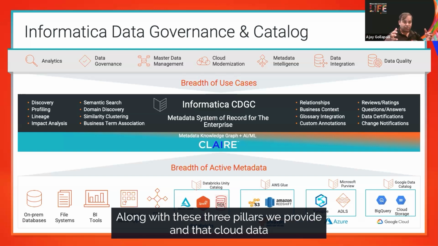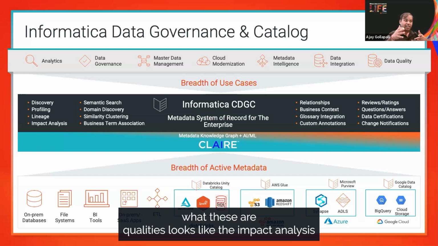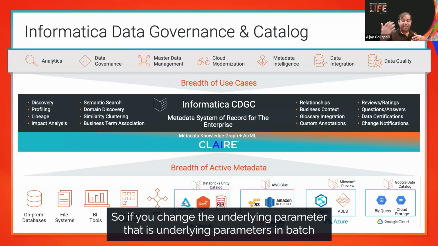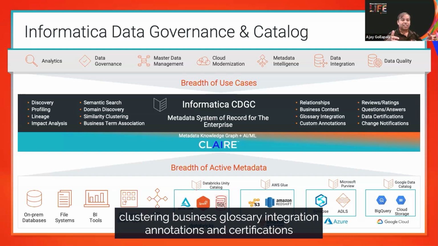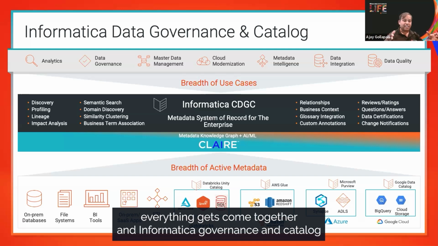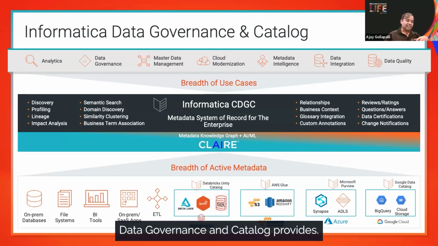Along with these three pillars, Informatica provides profiling of data to understand what your quality looks like, and impact analysis. So if you change an underlying parameter, you can see where that parameter impacts the entire system in analytics. It also provides similarity clustering, business glossary integration, annotations, and certifications. Everything comes together in Informatica Governance and Catalog. So that's the catalog of catalogs behavior that Informatica's Data Governance and Catalog provides.